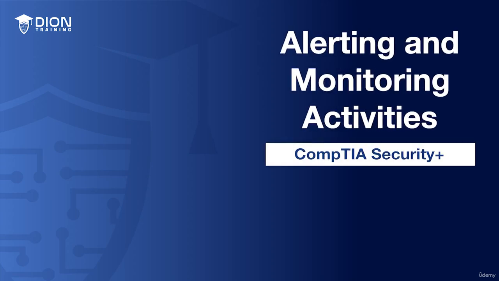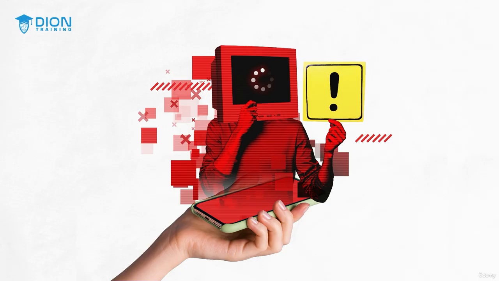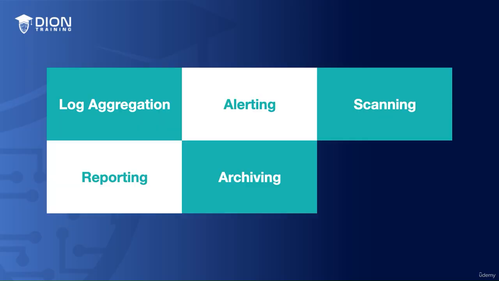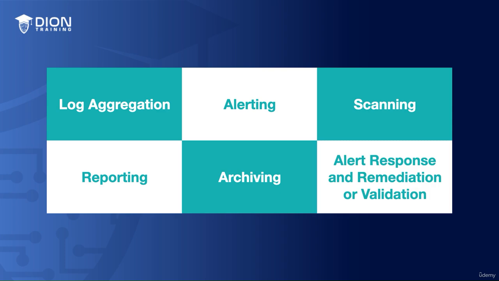In this lesson, we'll be discussing alerting and monitoring activities. Now, alerting and monitoring activities play a big role in maintaining system health by ensuring optimal performance and protecting against many potential threats. Alerting and monitoring utilizes a wide range of activities, including log aggregation, alerting, scanning, reporting, archiving, alert response and remediation, or validation.